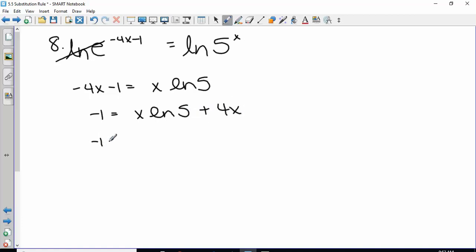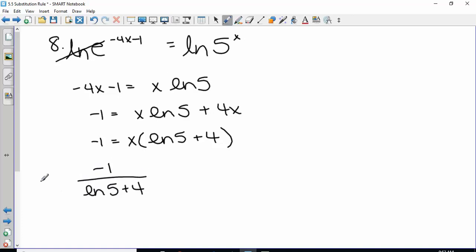Then what could we do? Take out the x. So we get the natural log of 5 plus 4. So then to get x by itself, divide by that. Again, I will accept this. If you want to put it in your calculator and give me the decimal, you can do that as well. And that turns out to be negative 0.1783.